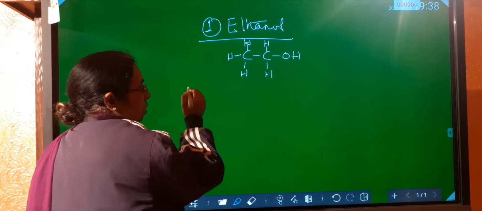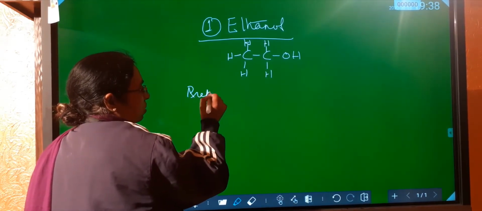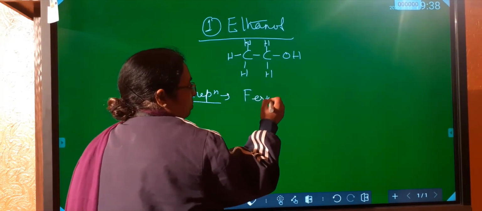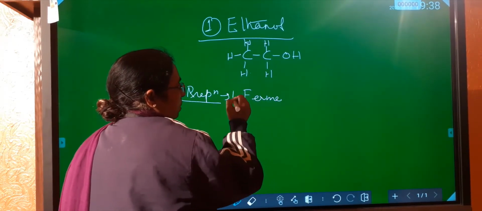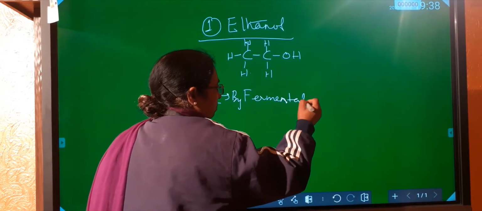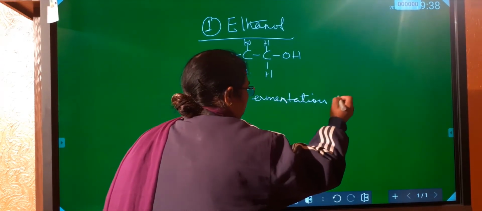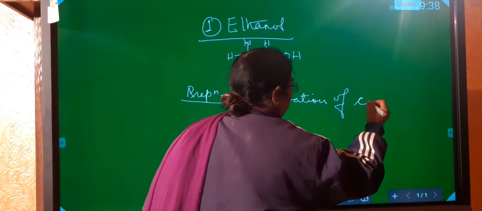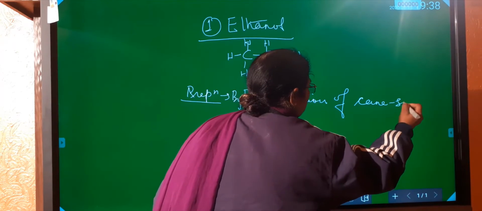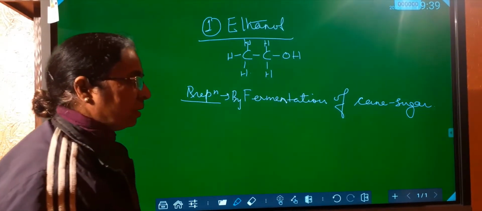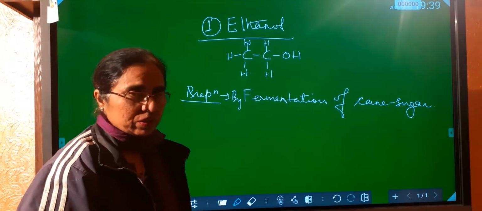Alright. So how is it prepared? This is prepared by fermentation of cane sugar. Cane sugar, we all know, we use in our home.